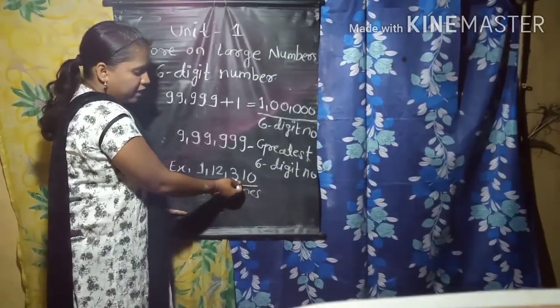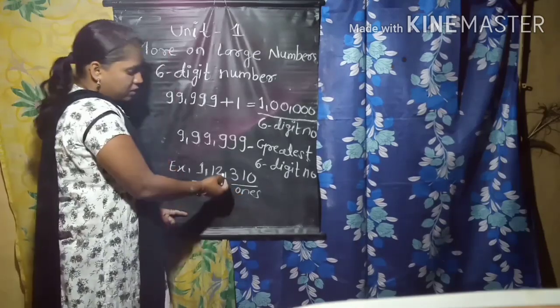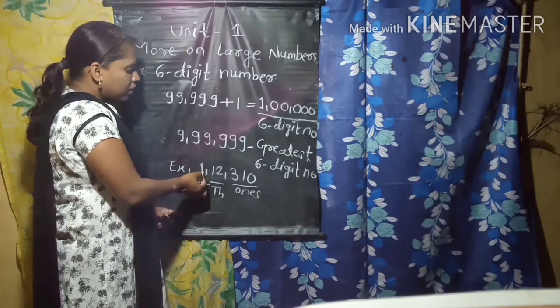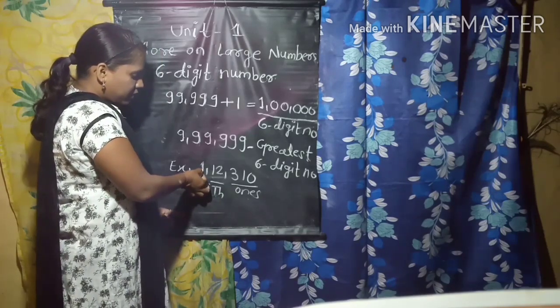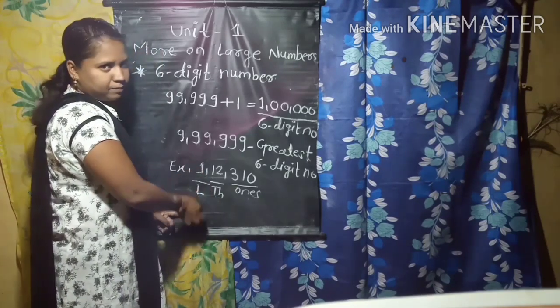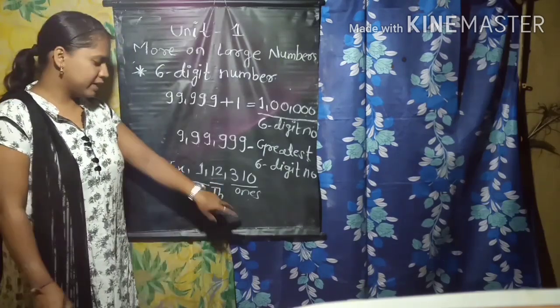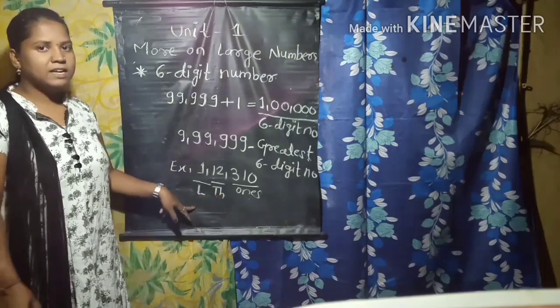1, 10 and 100 will come in the ones period, 1000 and 10,000 will come in the thousands period, and this 1 will come in the lakh period. So in a 6 digit number, how many periods are there? 3 periods are there: ones, thousand, and lakh.